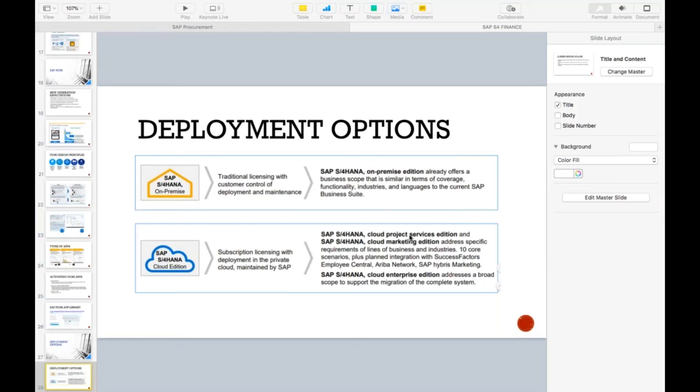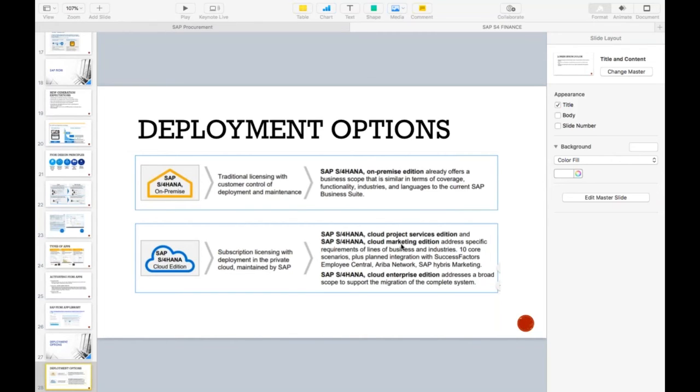So what are these three? The name itself says Project Services Edition. So if you go for this edition of SAP S/4HANA Cloud, you will only get the modules related to project-based organizations. If you go for Marketing Edition, you will only get the modules which are relevant for marketing-related organizations. But if you want all modules, then you have to go for Cloud Enterprise Edition. Now, why are these options provided? Because obviously Cloud Enterprise Edition will be costly compared to these two.